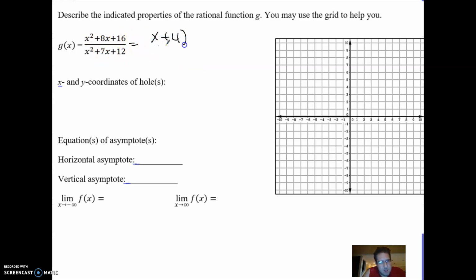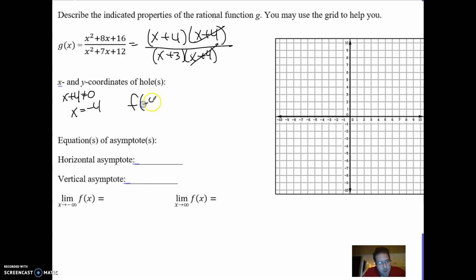So this is x plus 4 times x plus 4, or it's actually x plus 4 squared in this case, because 4 plus 4 is 8, and 4 times 4 is 16. Then for the denominator, we have x plus 3 times x plus 4. Now, first thing you're going to notice is that the x plus 4 cancels, which is going to create a hole. x plus 4 cannot equal 0, which means x cannot be negative 4. So that's where one of the holes is.